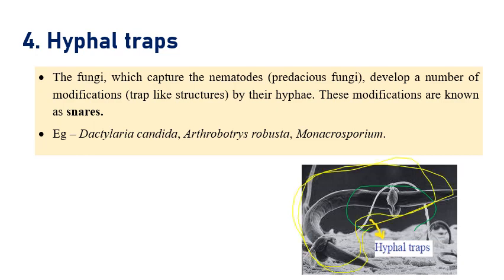Predaceous fungi, which means it traps various kinds of nematodes by using aggregations or trap-like structures. If you see here, a thread-like structure strongly holds the nematode. These thread-like modifications are generally known as snares. Snares are Hyphal traps. This kind of structure is produced by fungi like Dactylaria candida, Arthrobotrys and Monacrosporium. These fungi produce Hyphal traps, otherwise called predaceous fungi.